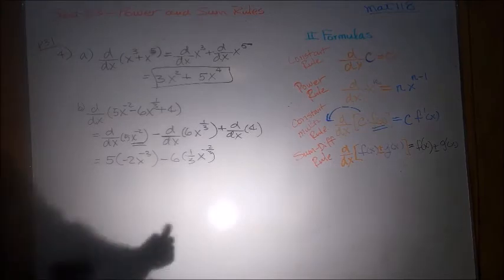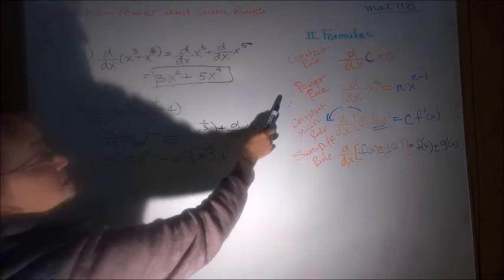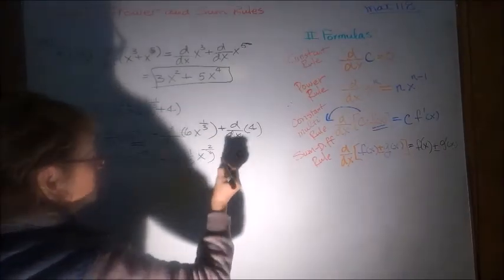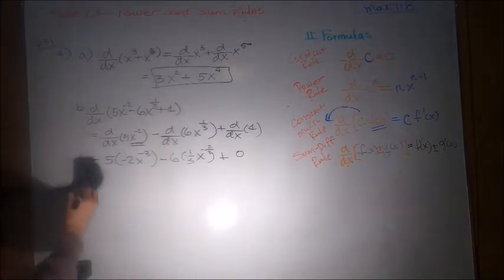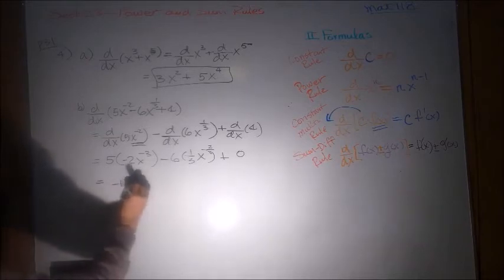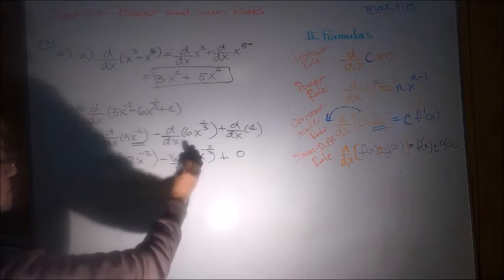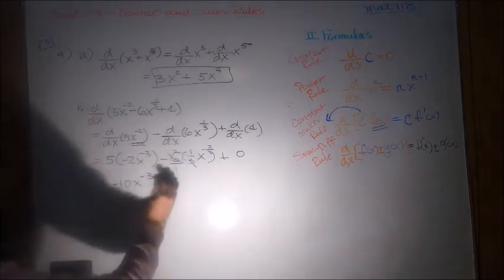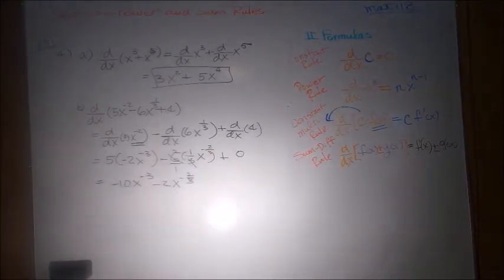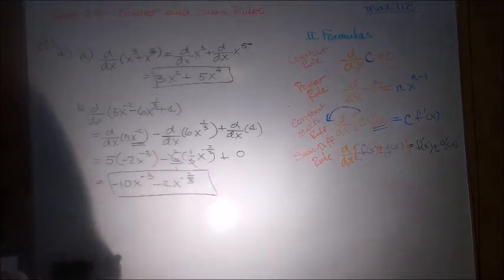2/3, right? Plus d dx of 4. Constant, you use the constant rule, which should be what? A 0, right? Then cleaned up, so that will be negative 10x to the negative 3 minus, do your fraction, right? That will be negative 2x to the 2/3, and 0 is 0. So that will be your answer.